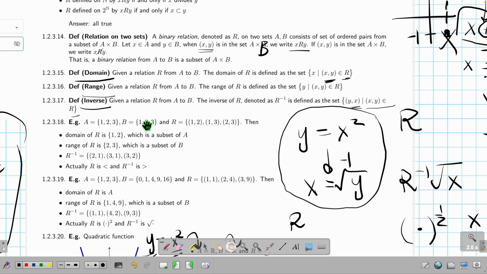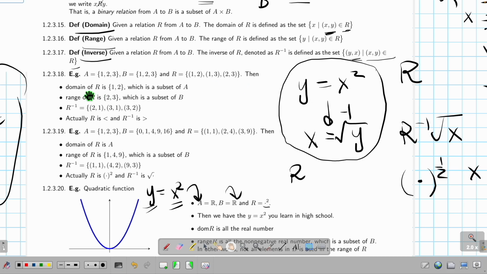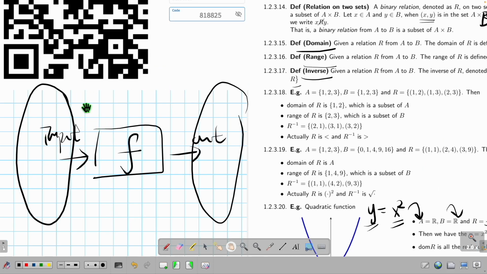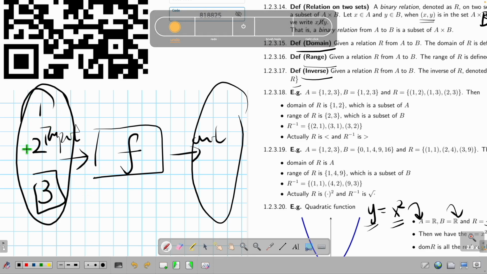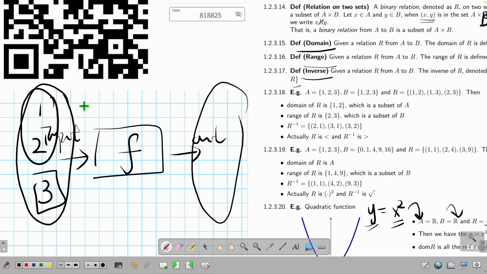That's why we talk about the power set. That's why we talk about the Cartesian product. And this is a particular subset. Then what's the domain? The input space. But if we look at R, only 1 and 2 appear. 3 is not used. That means I have 1, 2, 3 here, but this guy is not allowed to get inside for some reason. Okay? So this is a smaller set than my A.